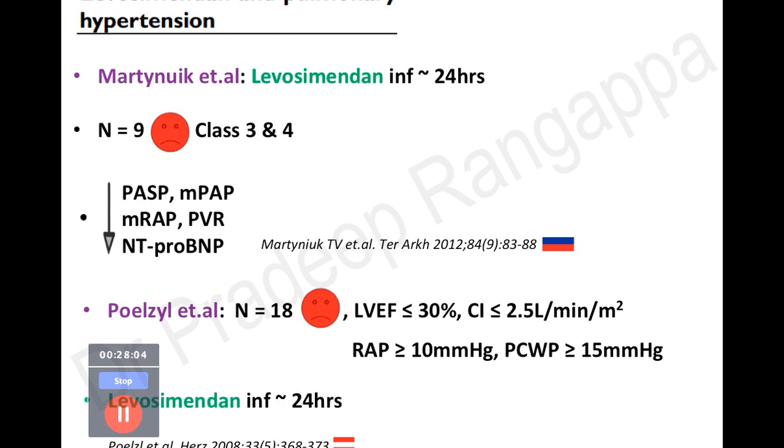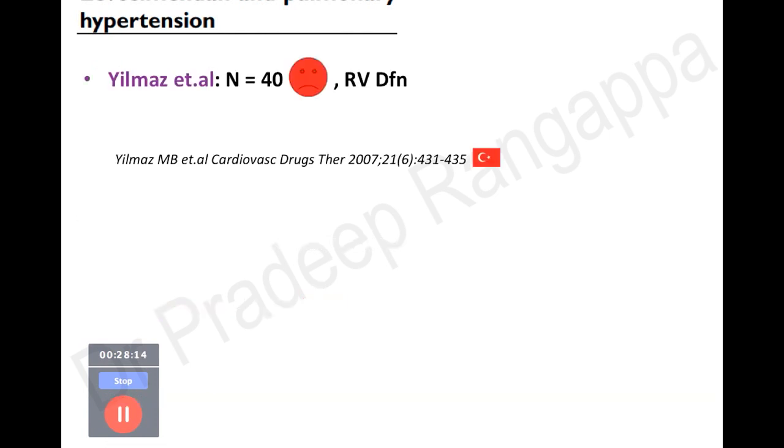So, Levosimendan infusion was used for 24 hours and they saw reduction in wedge pressure, mean pulmonary artery pressure, systemic vascular resistance and pulmonary vascular resistance. So this was another study by Ilmas et al. 40 patients with RV dysfunction, and they found there was improvement in the RV ejection fraction, which is very important, and reduction in the pulmonary artery pressure with the use of Levosimendan.